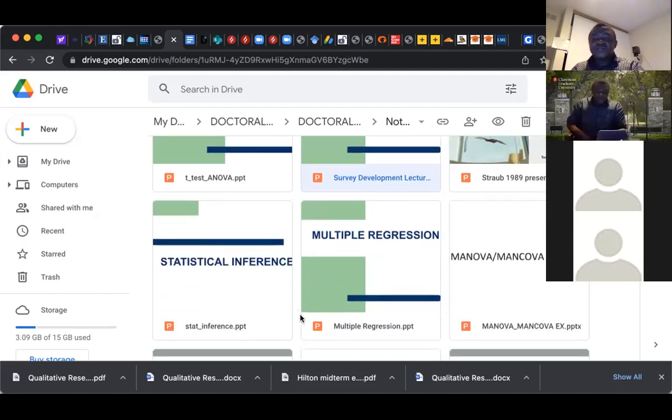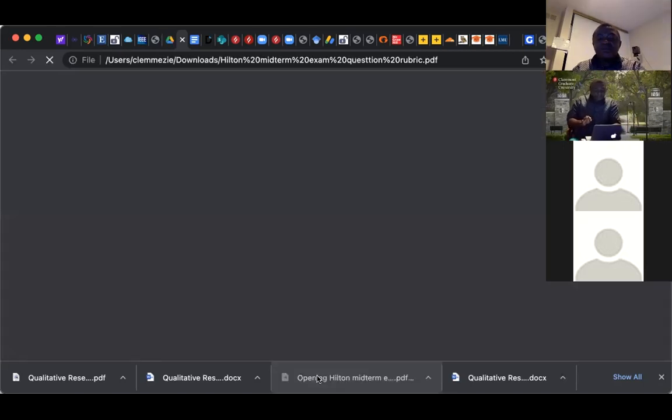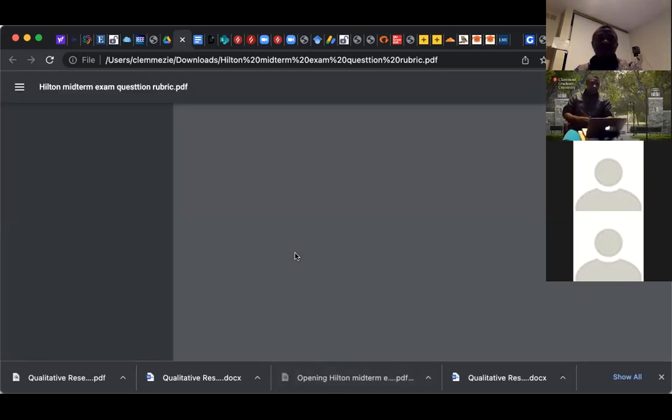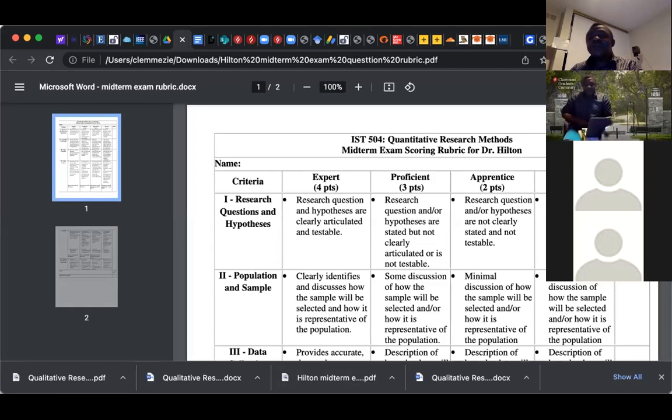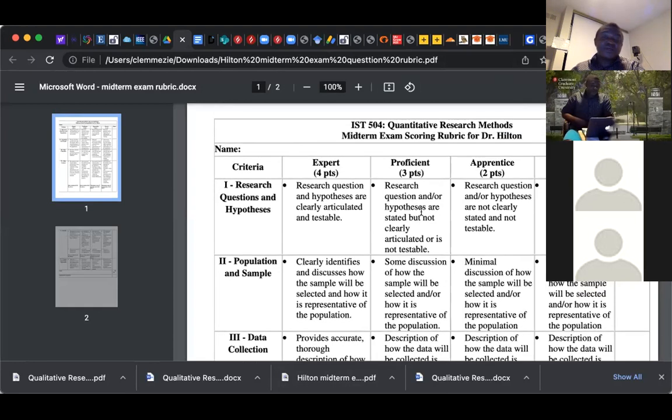Now, today, I want us to think about this, what I'm sharing now. This is a rubric. This rubric will guide you in critiquing papers that you may come across during the course. This rubric was given by John Hilton for midterm exams, but it is very important that you understand this. These are things you have to look out for when you are designing a positivist, quantitative study.